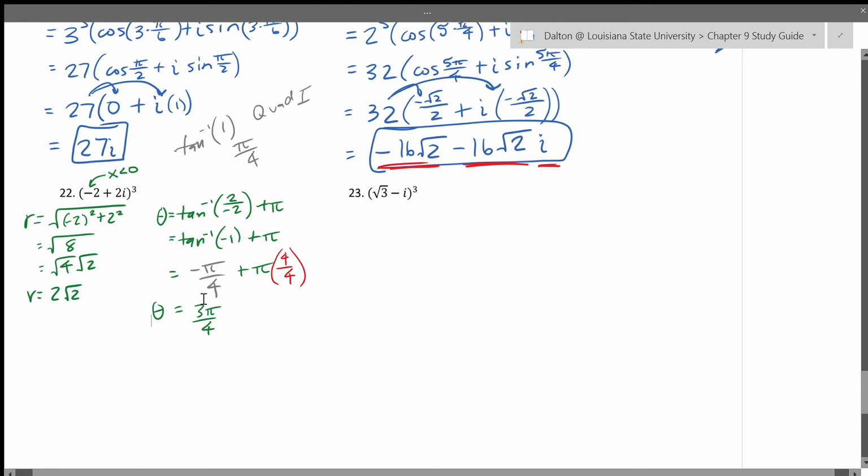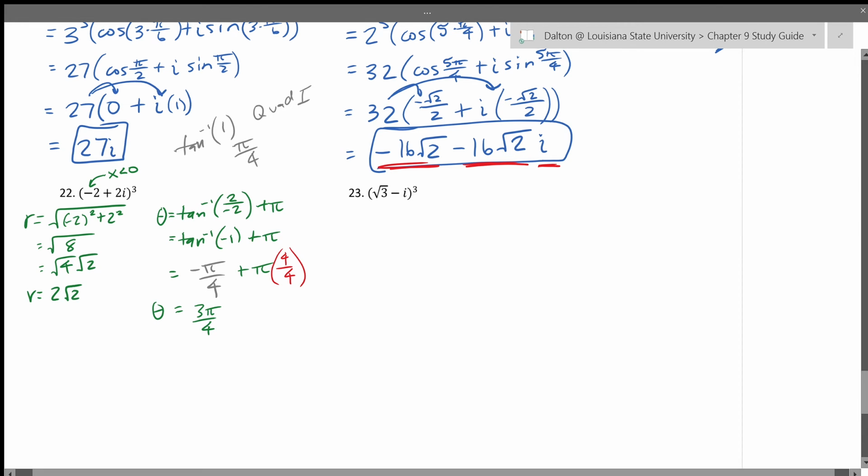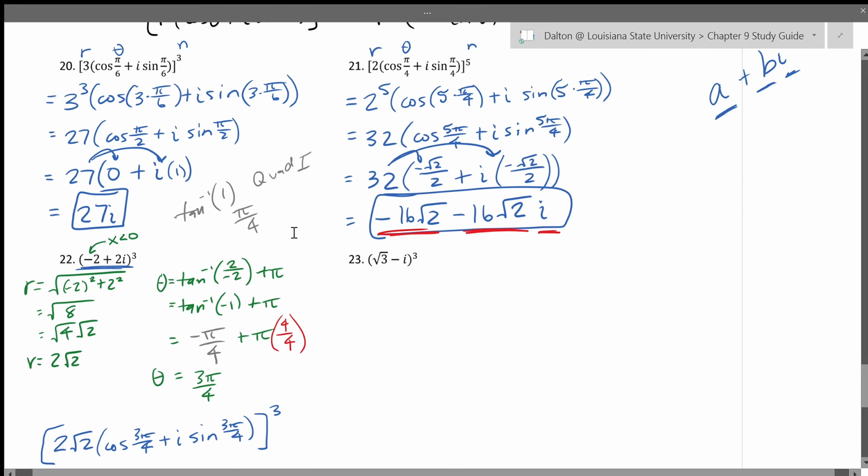Okay, so as we proceed, now you can write this in polar form, just like number 20 and 21 were given to us. So I'm going to switch colors so that you know we're writing it differently. If I rewrite this rectangular form, I would do 2 square roots of 2 times the cosine of 3 pi over 4 plus i sine of 3 pi over 4, and all of that is raised to the third power. Okay, so all of that was to find this. And then once you find this, you use De Moivre's theorem just like we did for 20 and 21.